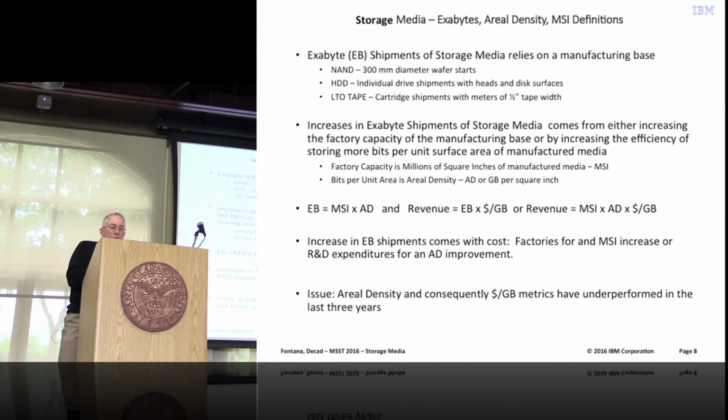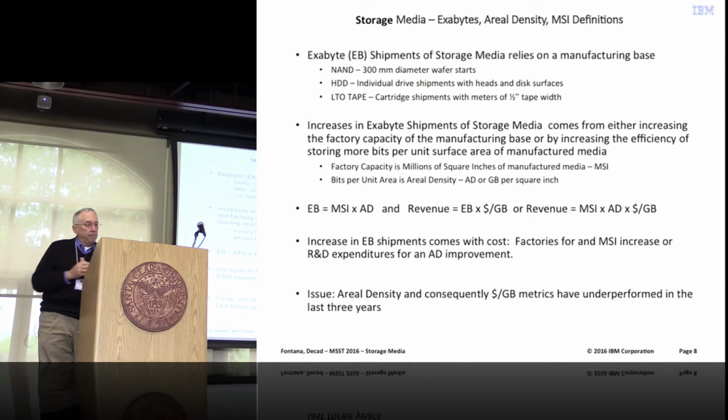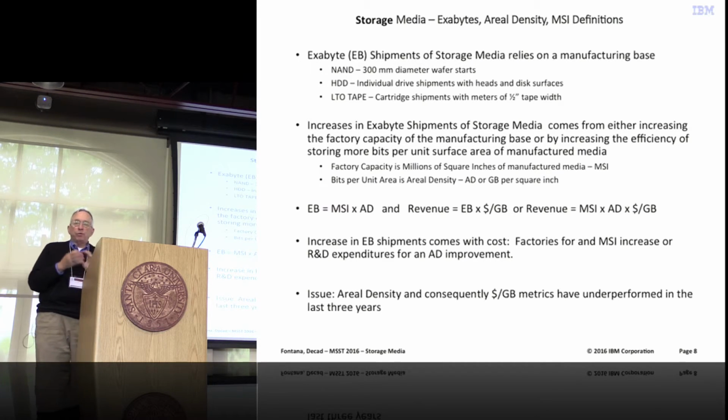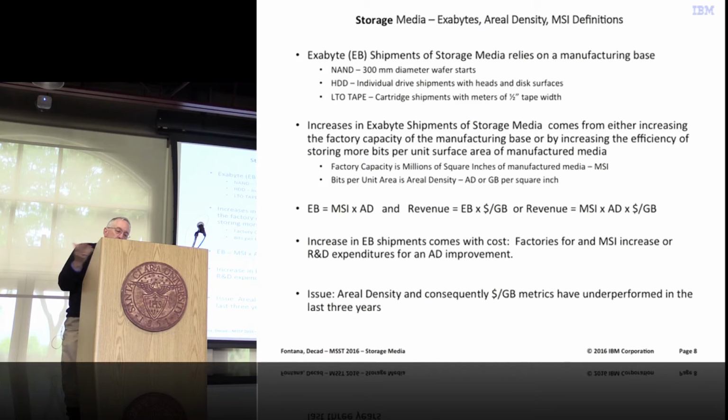And how do you increase exabyte shipments of storage media? Well, you either increase that by building more factory capacity or by increasing the efficiency of storing more bits per unit surface area. The latter is called areal density. So the factory capacity is millions of square inches, and the bits per unit area is areal density, commonly referred to as gigabytes or gigabits per square inch. And then you can do the simple math.